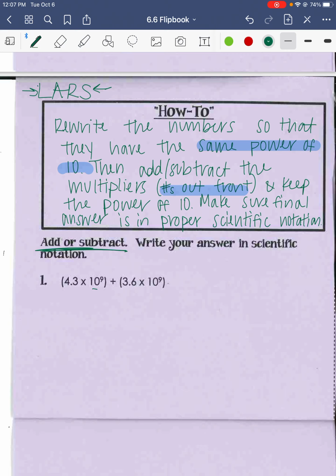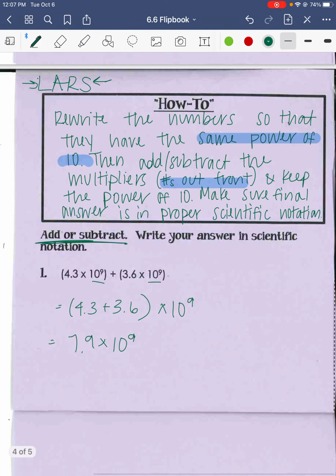Okay, first thing, check to see if our powers of 10 are the same, which they are. So then we can just add the first two numbers. So we have 4.3 plus 3.6, and that number will be times 10 to the 9. So that will be the same number here. Then we will get 7.9 times 10 to the 9. And there's your answer there.